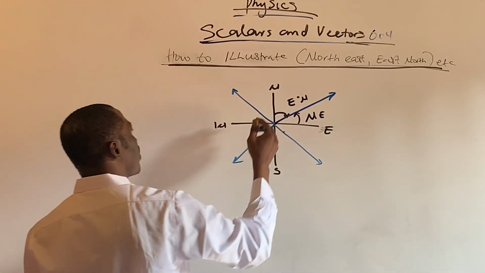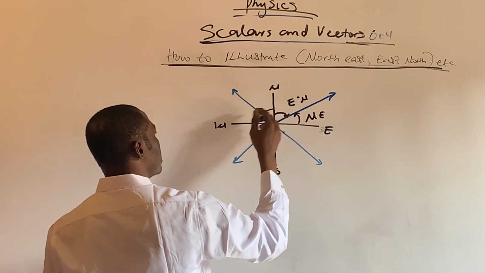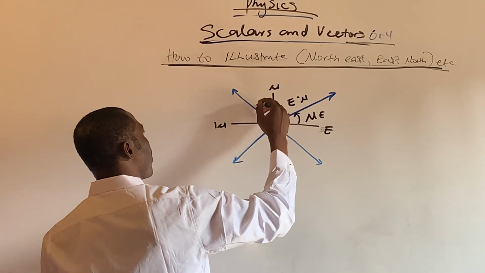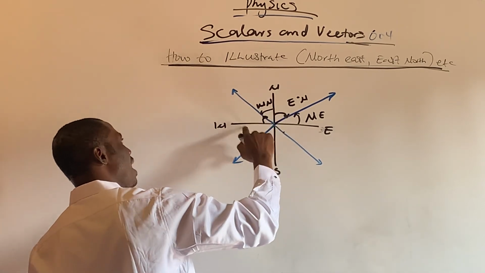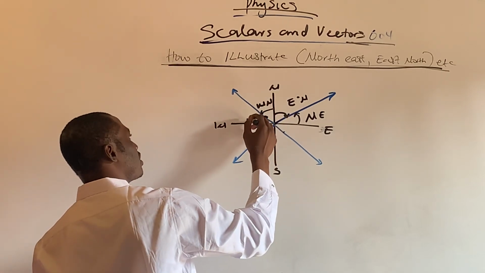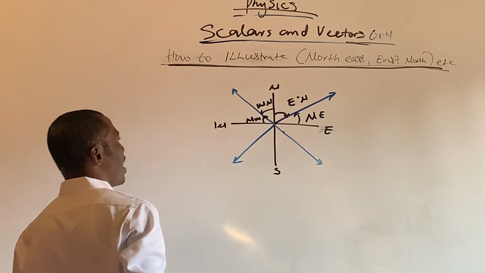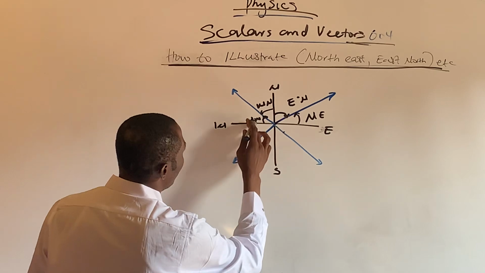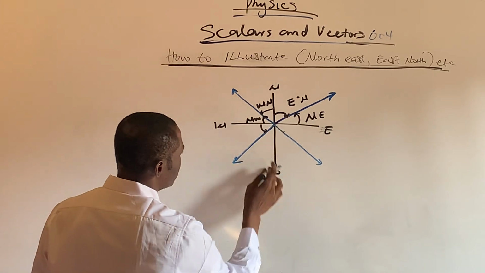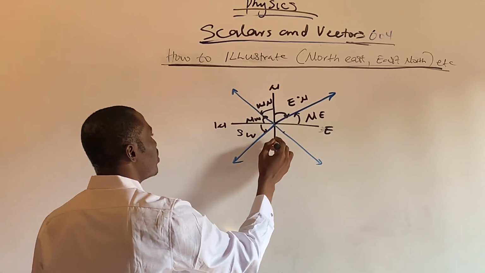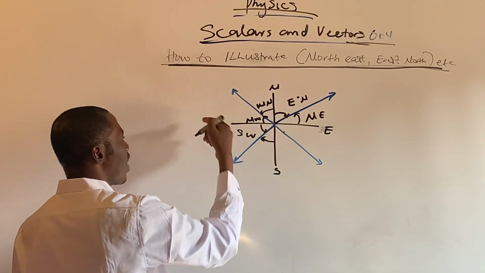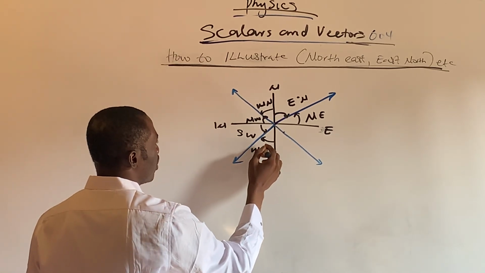Let's say it's moving from the north to the west. This will be west of north. Let's say it's moving from the west to the north. It will be north of west. All right. Let's say the angle is moving from west to south. This will be south of west. Let's say it's moving from south back to west. It will be west of south.